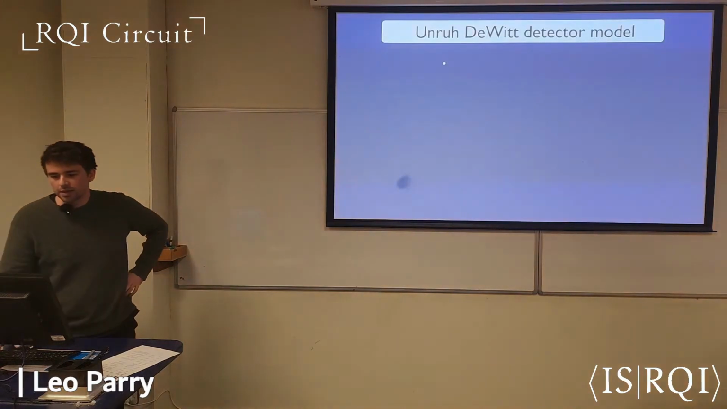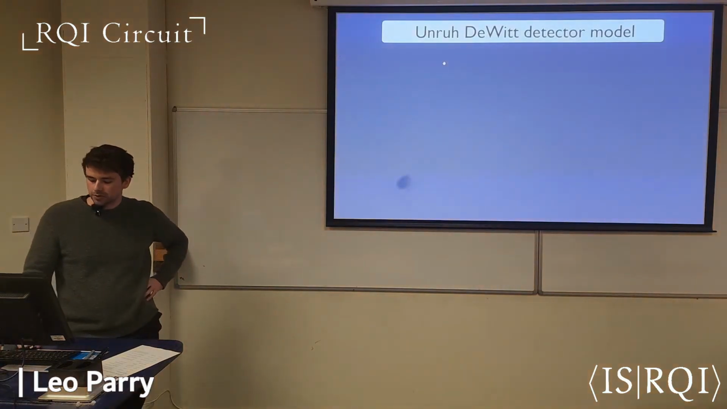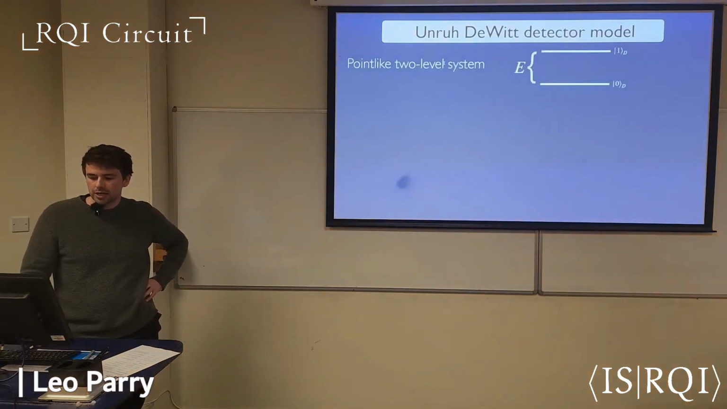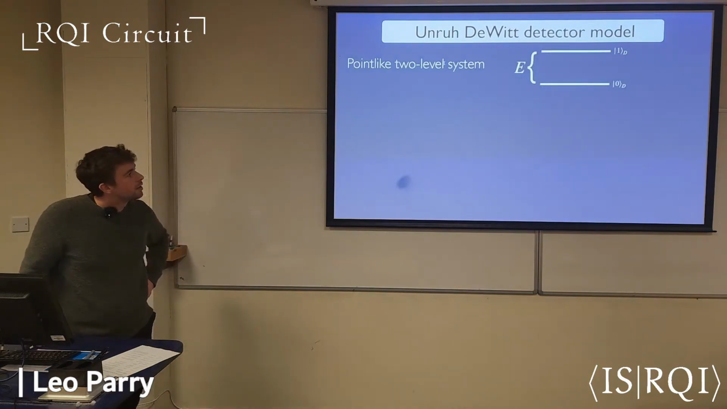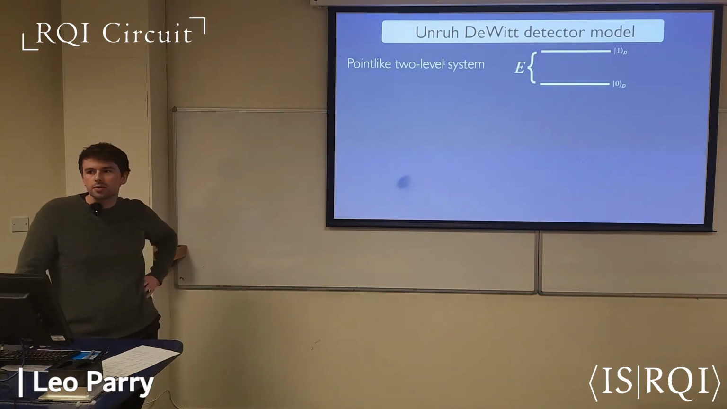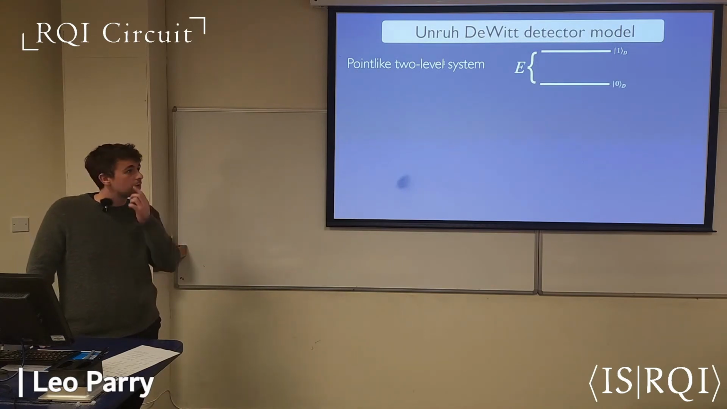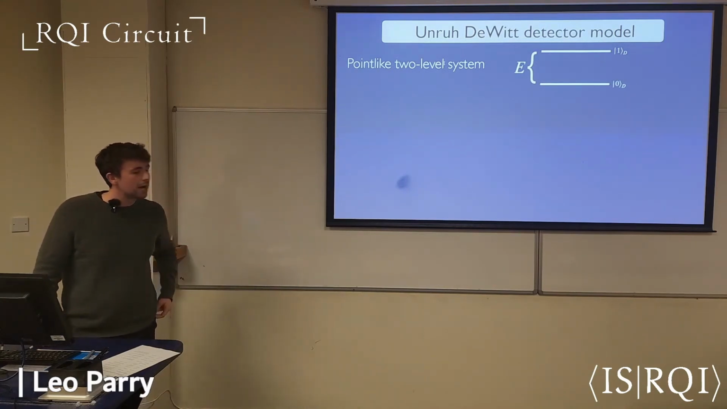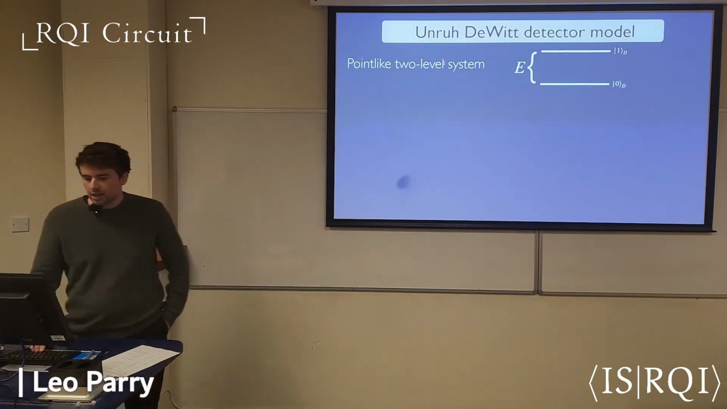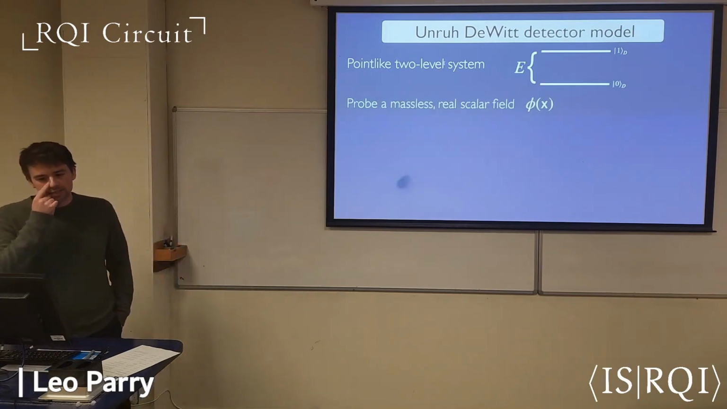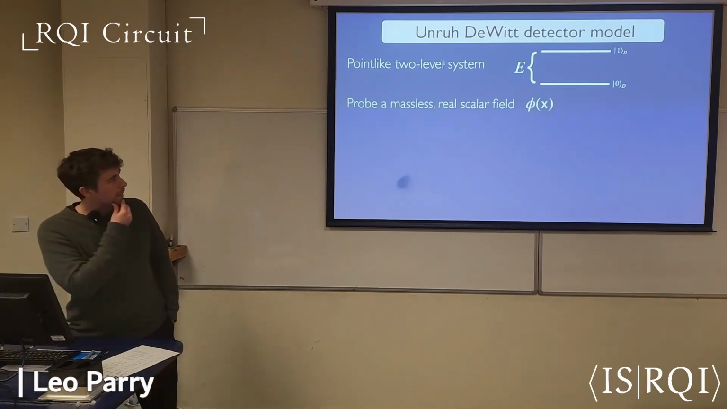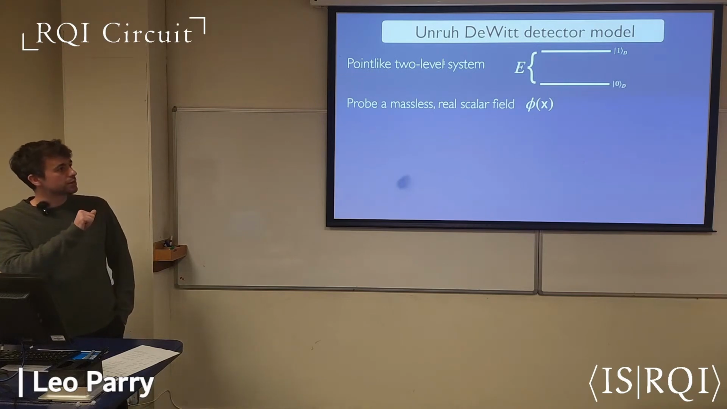So let's begin with the Unruh-DeWitt detector model. So we consider a point-like two-level system. So here it has energy levels 0 and 1, and the difference in energies between the two levels is E. We refer to it as the energy gap. And we use this system as a detector to probe a massless real scalar field phi.